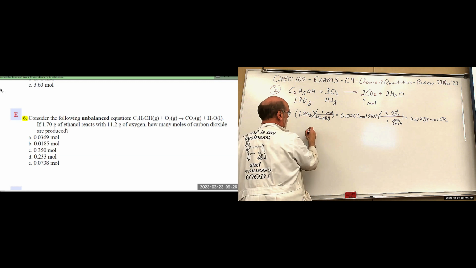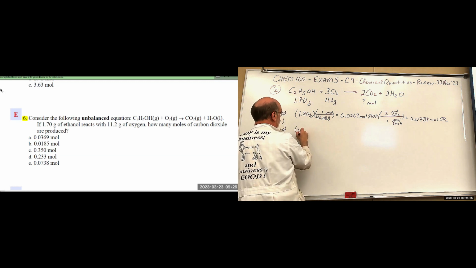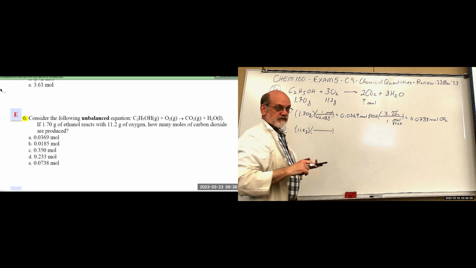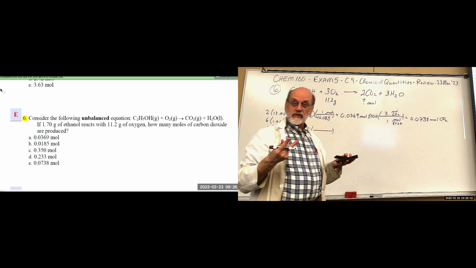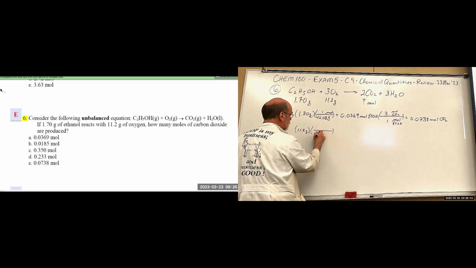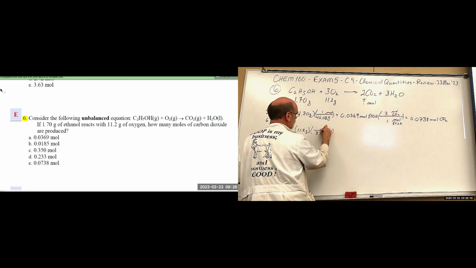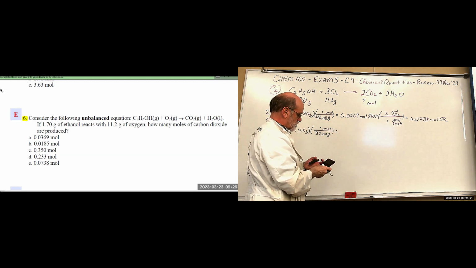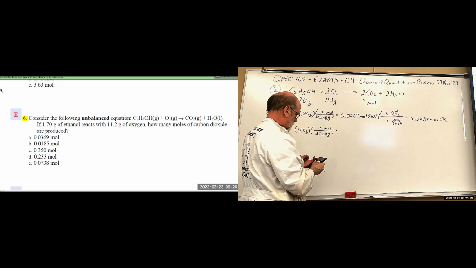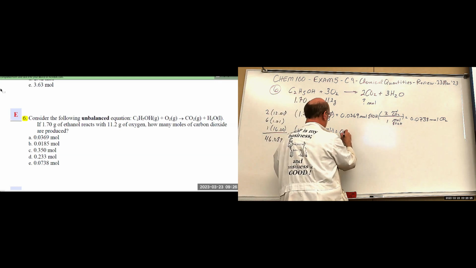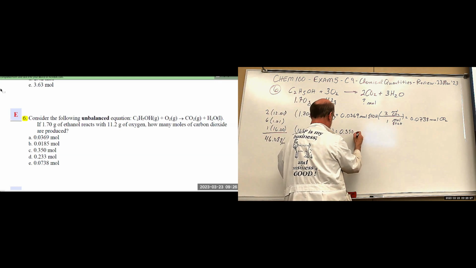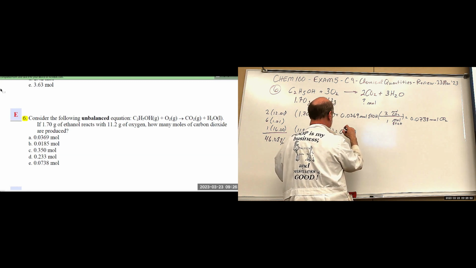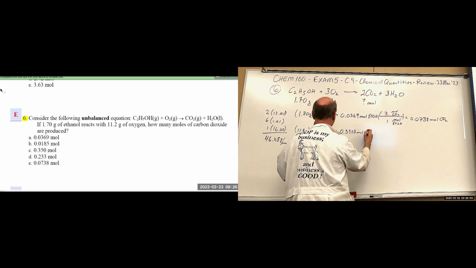Now we know oxygen. Right? So we have 11.2 grams of oxygen. Right? 2 oxygens, 16 for each, 32 total. So 32 grams of oxygen per mole gives us how many moles? Let's see, 11.2 divided by 32. 0.350 is moles of oxygen.